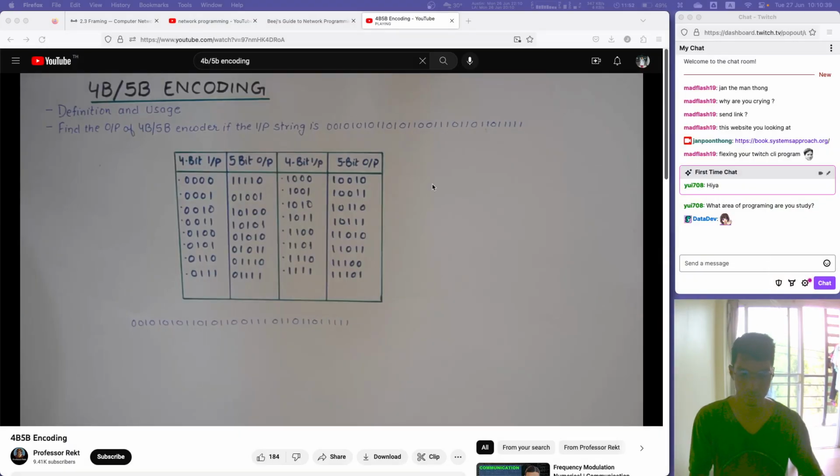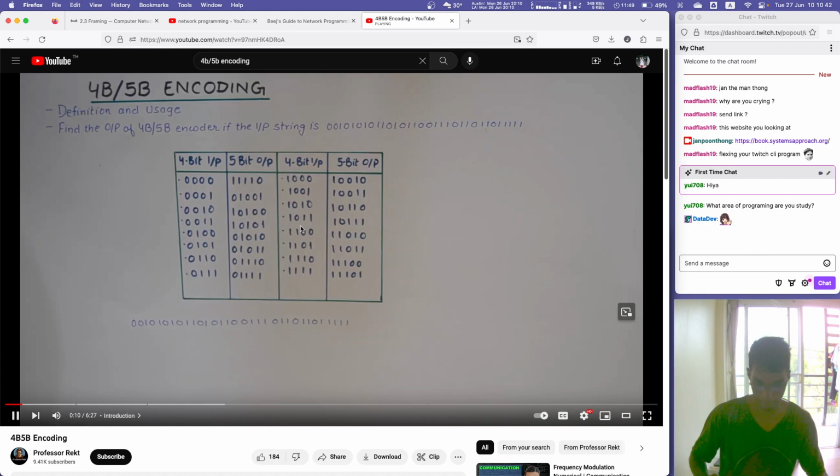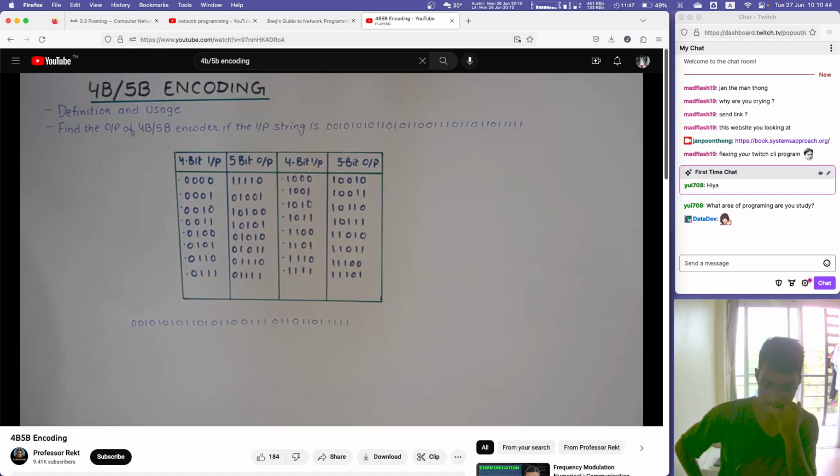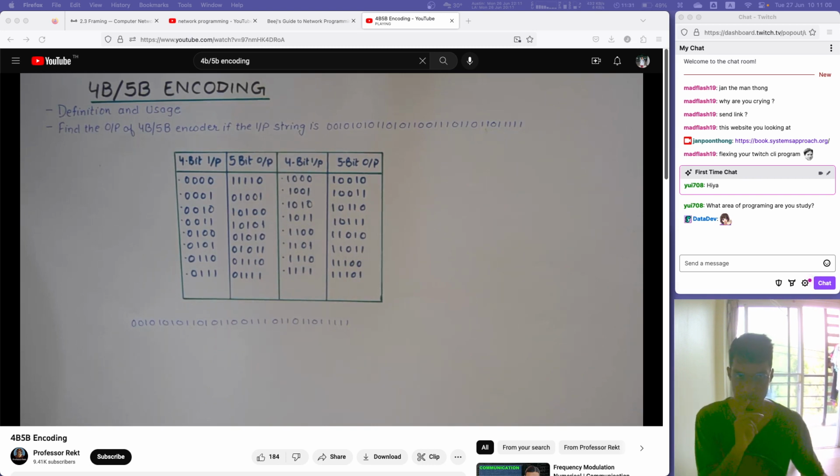In this tutorial, we'll talk about an encoding scheme which is not very popular but has its own importance, and the name of that encoding scheme is 4B5B encoding. We'll talk about the definition and usage, and the advantages of this encoding scheme. We'll see the input-output truth table, and we'll do a numerical based on this encoding scheme.